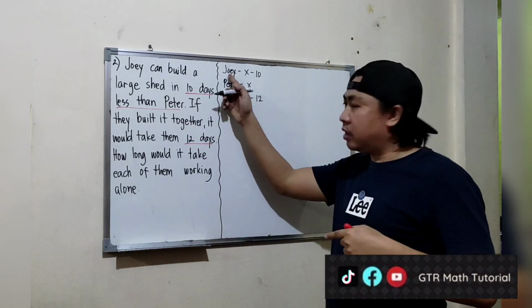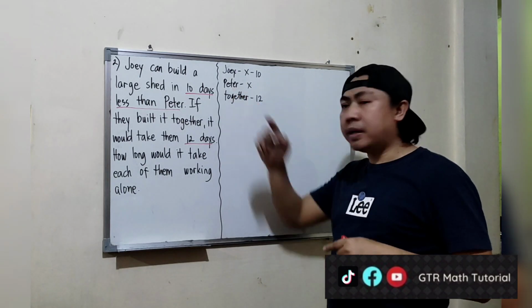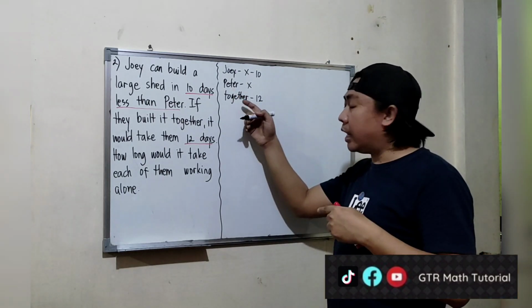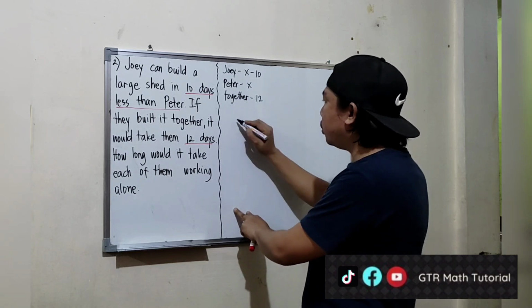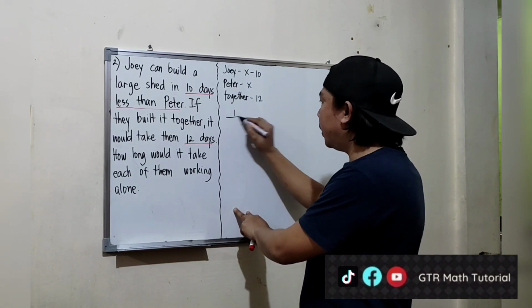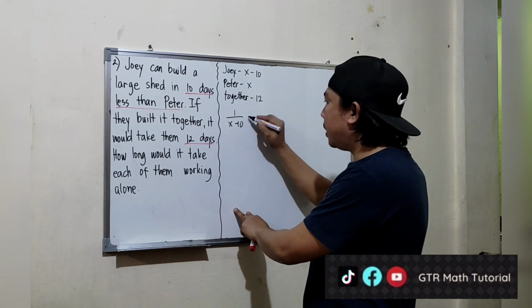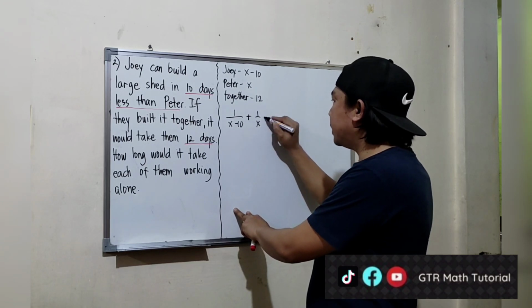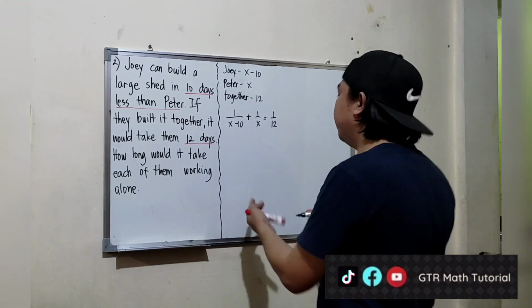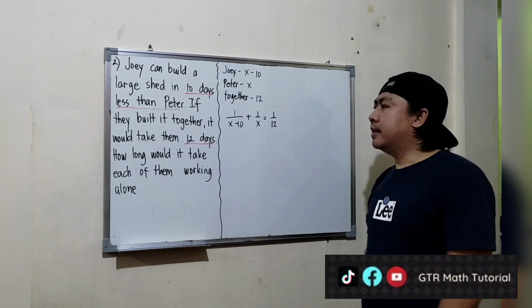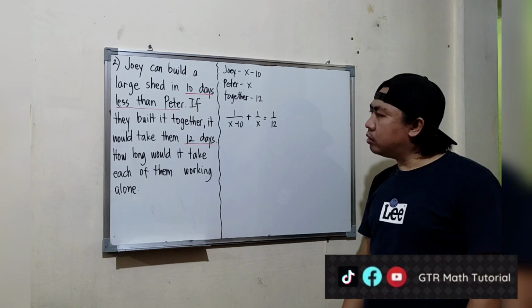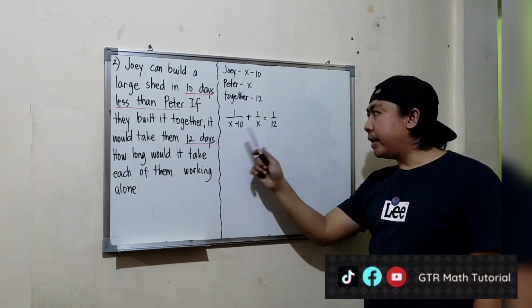So our formula is 1 over the rate of Joey plus 1 over the rate of Peter equals the rate together, which is 1 over 12. So therefore our working equation is 1 over x minus 10 plus 1 over x equals 1 over 12. And just solve for x. All we have to do now is multiply by the LCD.